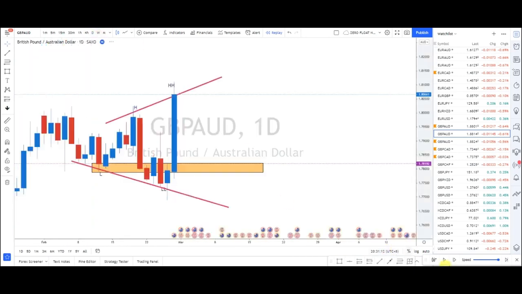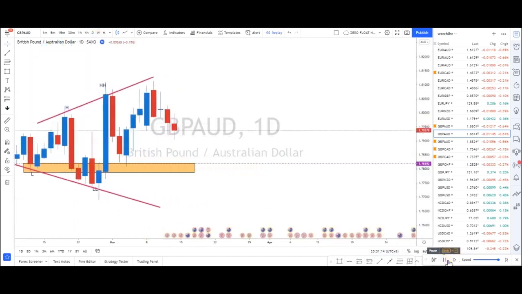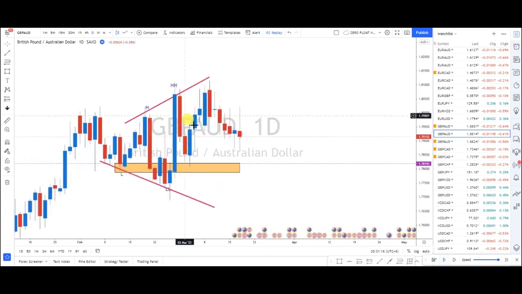So let's go to the daily again and let's see how the price reacts. Okay, so price instantly reacted 2 days later after we marked all this. Once the price came in and continued the uptrend, not only that, it also hit our take profit area, which is here, the previous high.